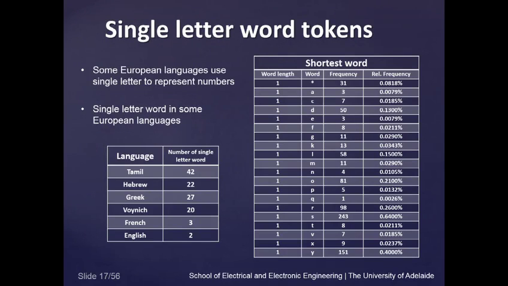Single letter words. The table shows all the single letter words that appear in the Voynich. We can see there are 20 single letter words in the Voynich. We know that some European countries use single letter words to represent numbers. The table shows the single letter words in some European languages. We can see that in Hebrew and Greek there are 22 and 27 single letter words, but in French and English there are only 3 and 2. So maybe the single letter words in the Voynich are used to describe numbers.